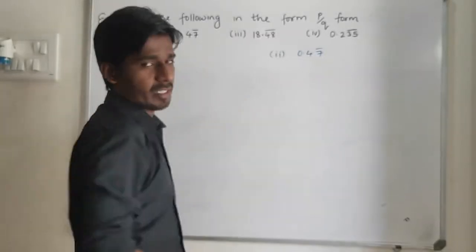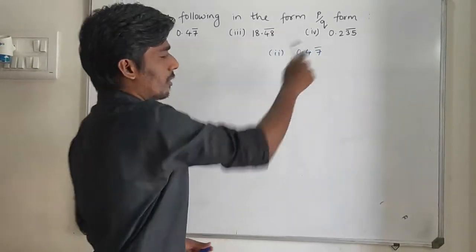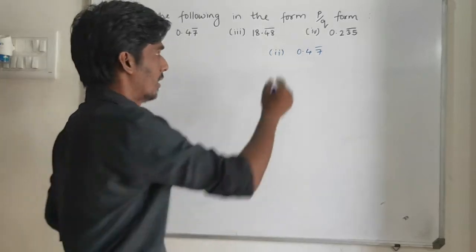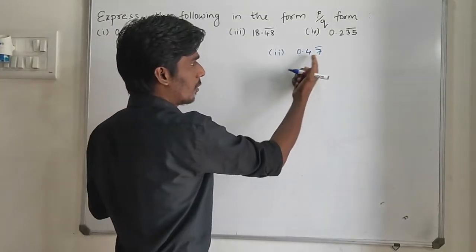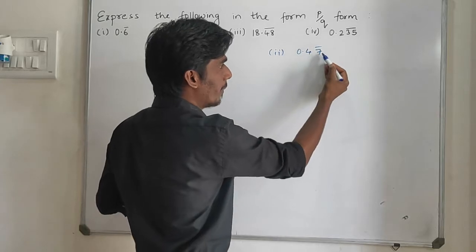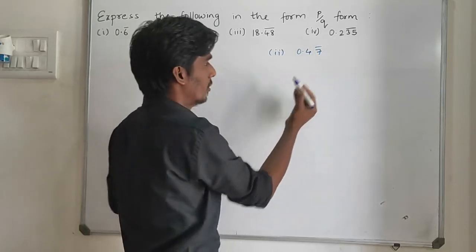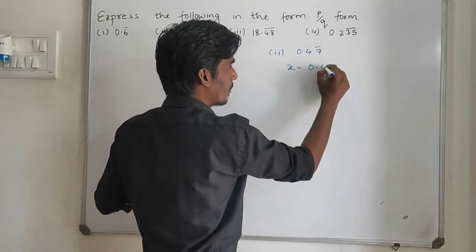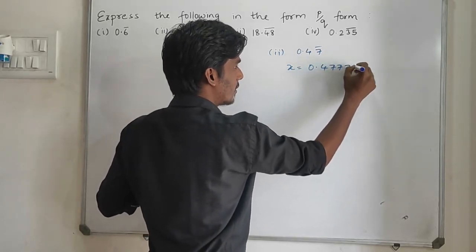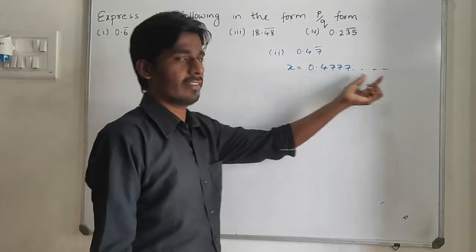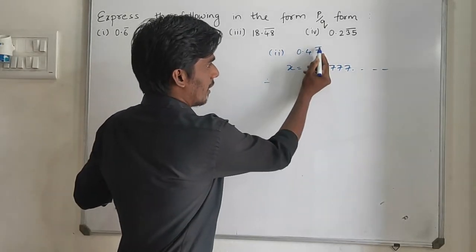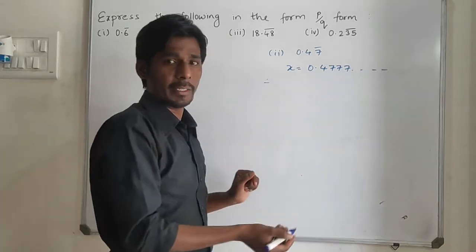Let me explain the second sum. When I complete all these 4 examples, you will be able to understand how to calculate this. Let me start with the second one, 0.47 bar. Under the bar only 7 is there, not 4. So x equals 0.4777 dot dot dot. Only 7 is recurring, not 4. As under the bar only one digit is there, I have to multiply by 10.